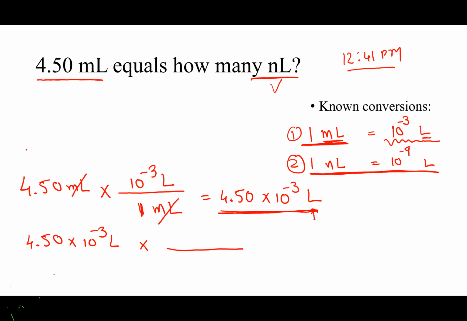Now in the second conversion, please tell me, left or right side of this equality factor goes in the denominator? Right. Good job, guys. 10 to the power of -9 liter goes at the bottom, or denominator, and 1 nL goes on the top. By doing that, again, we cancel out the unit we had, and we will have our final answer in nanoliter.